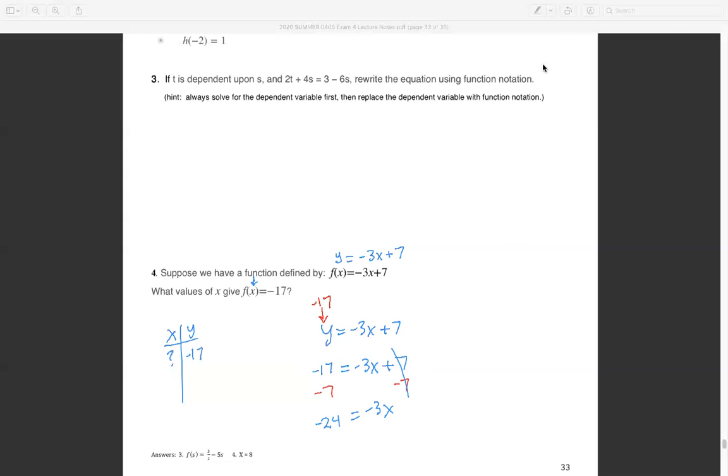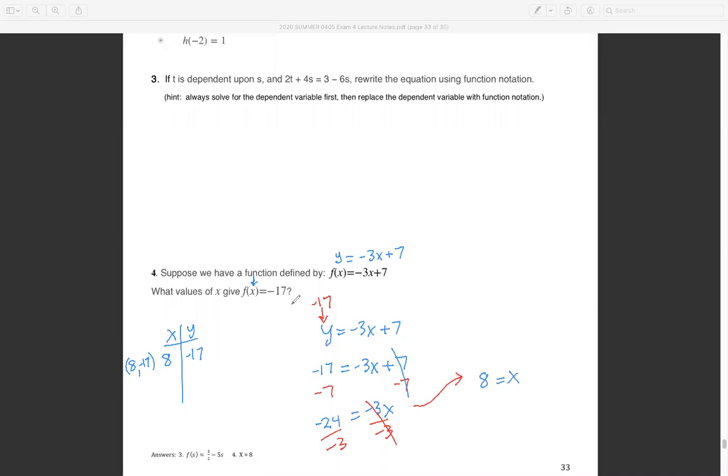And then how do we undo multiplying by negative 3? We'll divide by negative 3. Negative 3 divided by negative 3 is positive 1. And then we're left with negative 24 divided by negative 3, that's positive 8. And then we just have x over on this side. So that means when our y-coordinate is negative 17, our x-coordinate is 8. Let me put that in there. So you can write that (8, -17). That's a little point or dot on your graph.